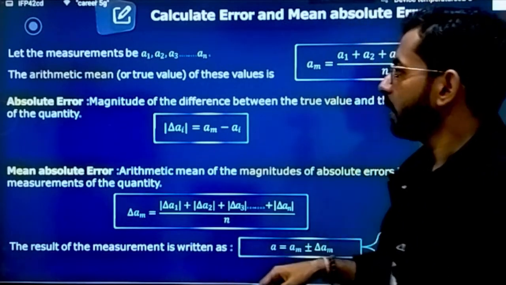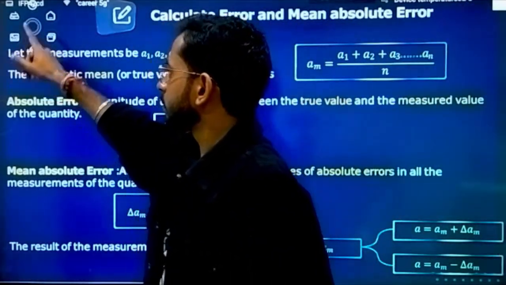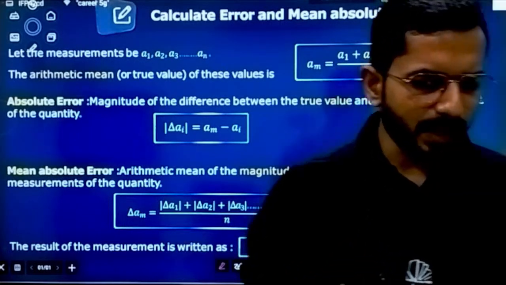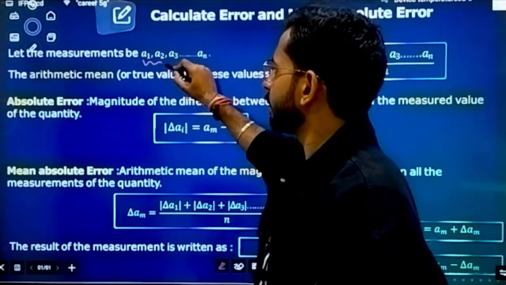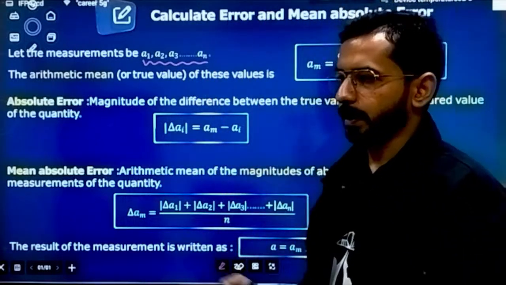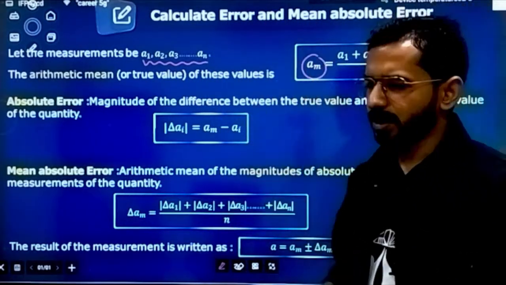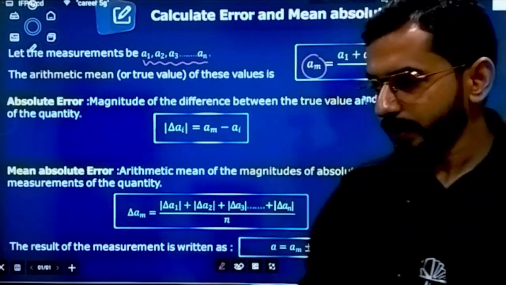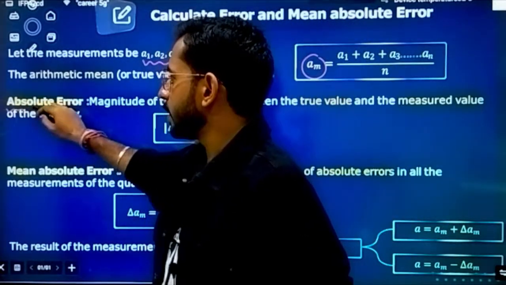Let's see. First one, mean absolute error. All the errors are measured here. Let's suppose you have done a measurement, like you have calculated a length a lot of times, and you have this many observations, a1, a2, a3 and till an. Firstly you will be calculating the mean. How do you calculate the mean? Mean is nothing but the average, the sum of the observations divided by the number of observations. You have calculated your mean. Now you will calculate the absolute error from the mean value.